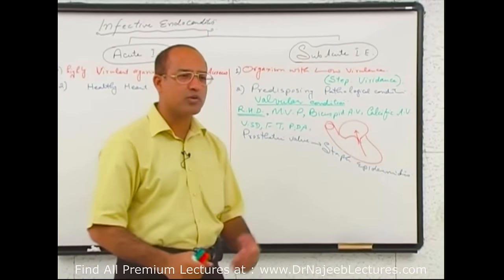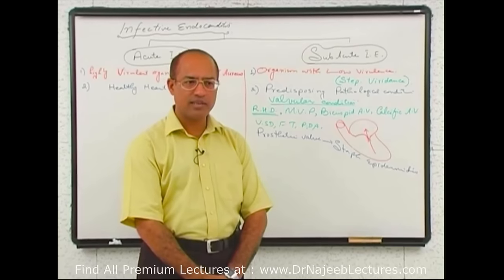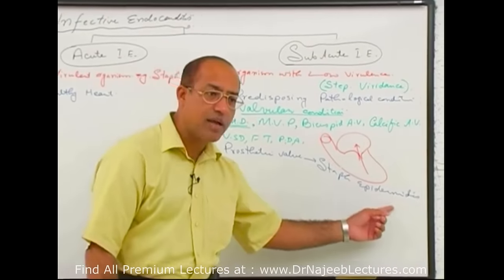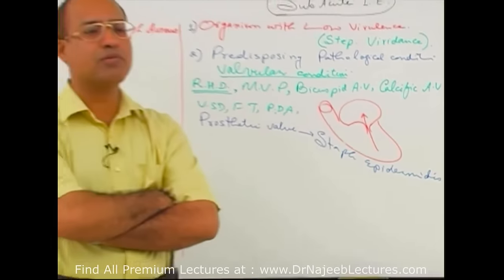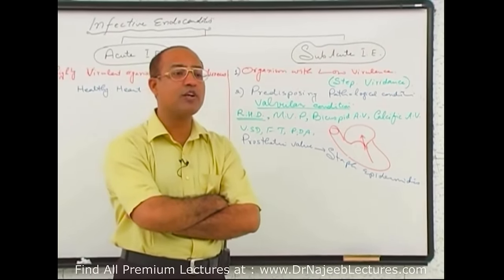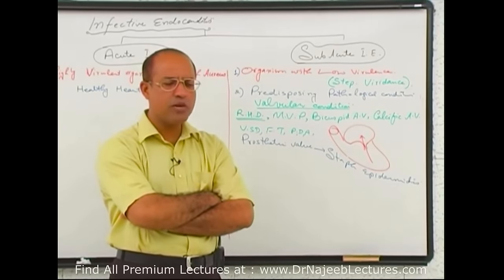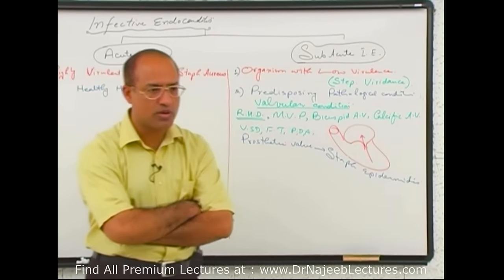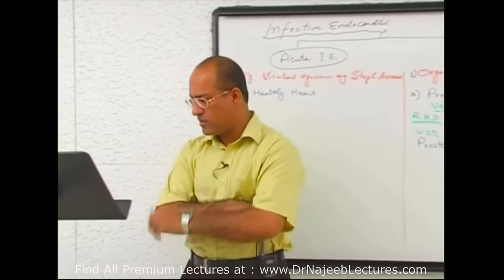Number two, if someone asks you what is the most common organism which is producing infective endocarditis related with prosthetic valve in the long run, that is Staphylococcus epidermidis. And if someone asks you what is the most common organism which is coming from the urogenital system, that is enterococci. Then another rare but extremely important condition is when someone develops infective endocarditis by Streptococcus bovis, right?